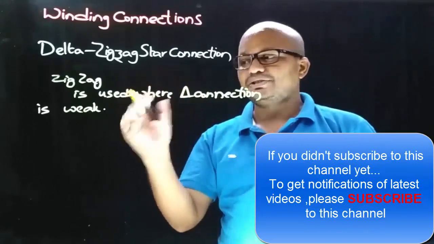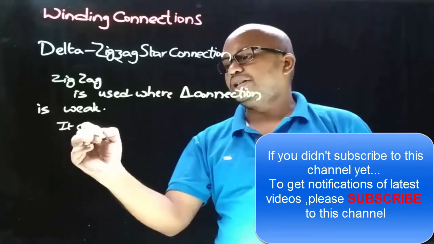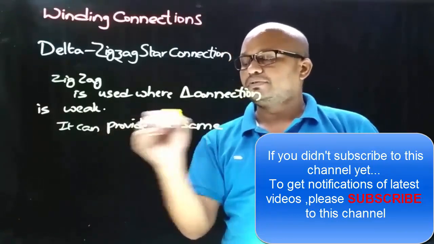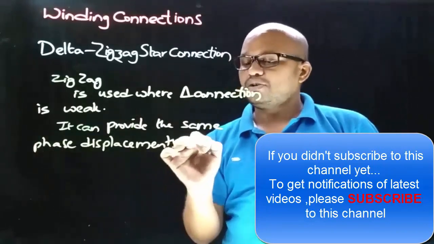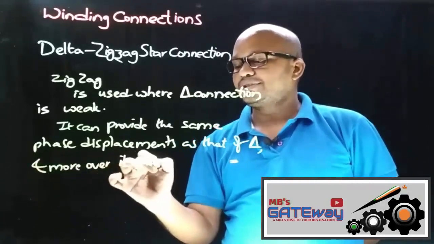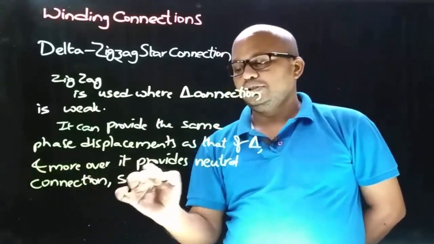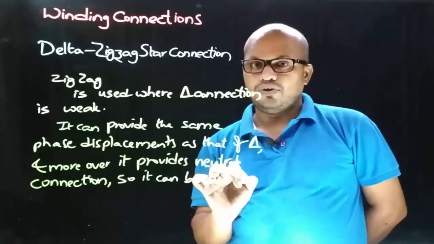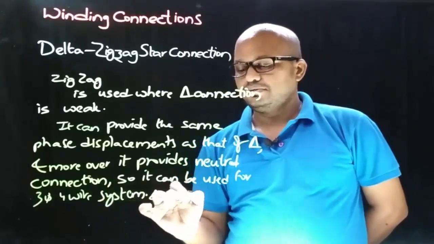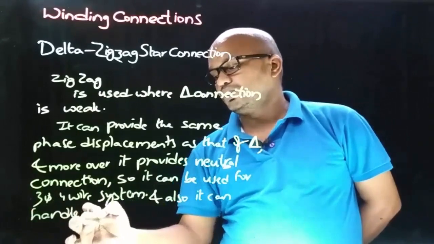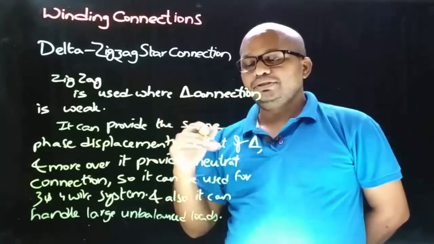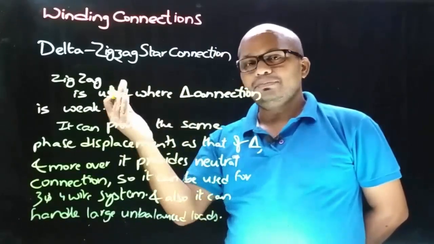Whereas coming to zigzag connection, it can provide the same phase displacements as that of delta connection, and moreover it provides neutral connection, so it can be used for three-phase 4-wire system, and also it can handle large unbalanced loads. Whatever the phase displacements that we got with delta connection, we can obtain the same from zigzag connection.